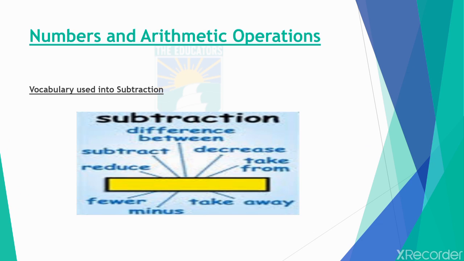Okay, then we have different words which we can use for subtraction. Sometimes it happens that when we are given a question, we are not directly given the word subtraction. We can be given different words. There can be take from, take away, minus, fewer, reduce, decrease, all these words. If you find any of these words in a word problem, it means that the word problem is regarding subtraction.